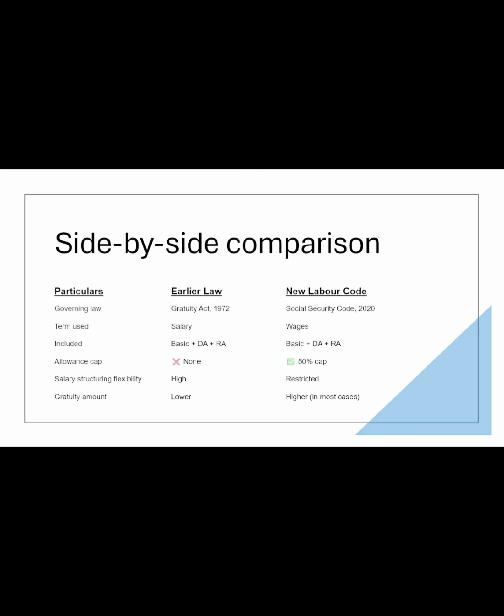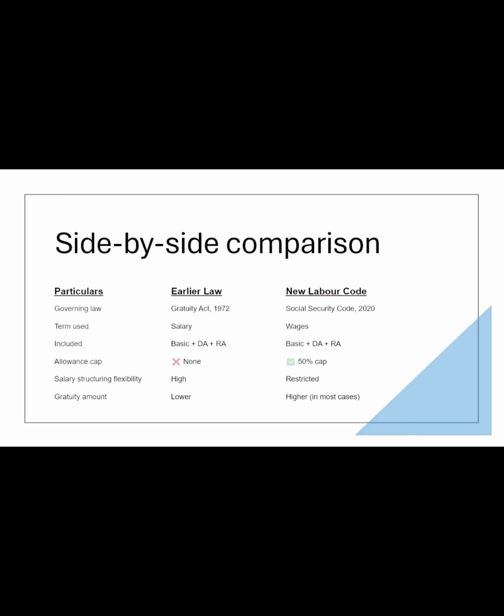Previously, the term salary was used for calculation. Under the new code, the term wages is used, which has a broader definition. Both laws include basic plus DA plus RA for gratuity calculation. The main difference is in the allowance cap. Earlier, there was no cap on allowance. Employers could structure salaries with high allowance and a low basic. Under the new labor code, there is a 50% cap, which means allowance cannot exceed 50% of total remuneration.